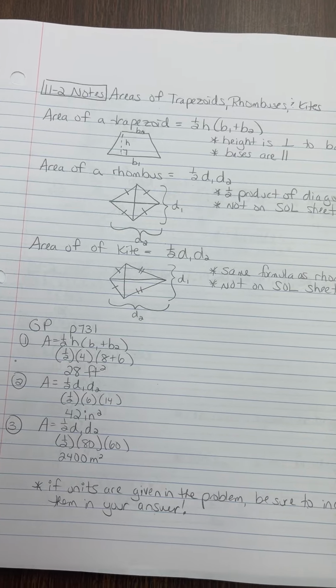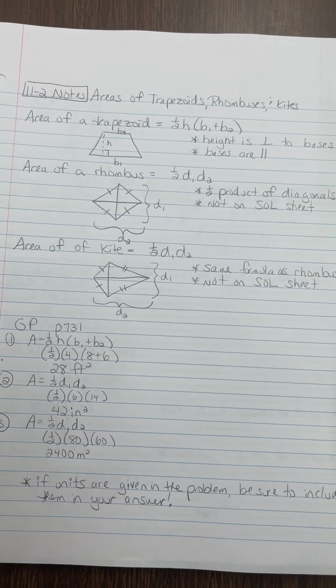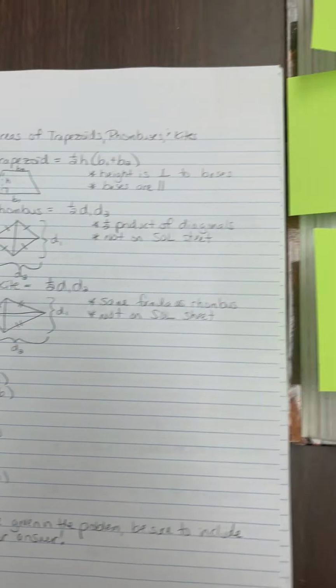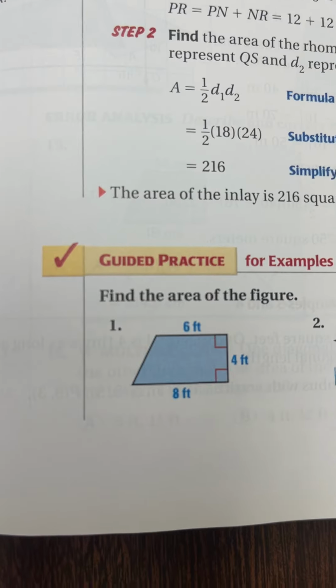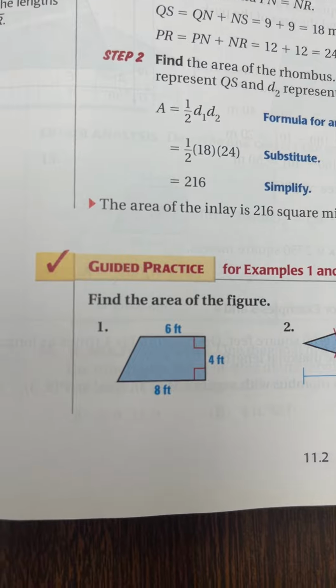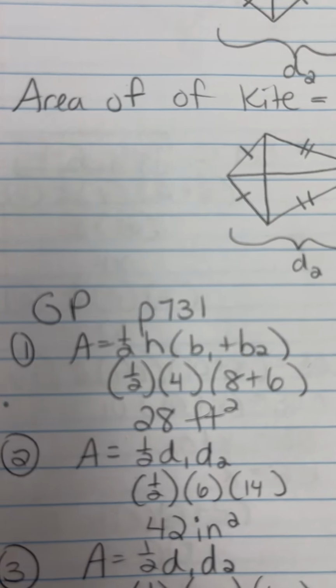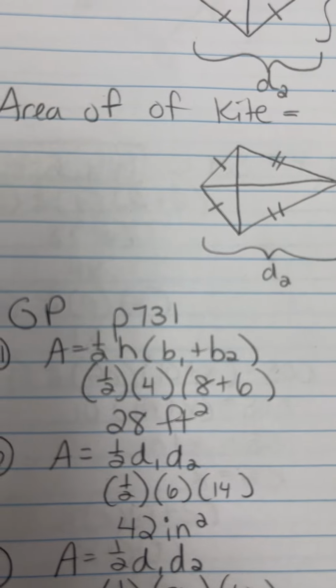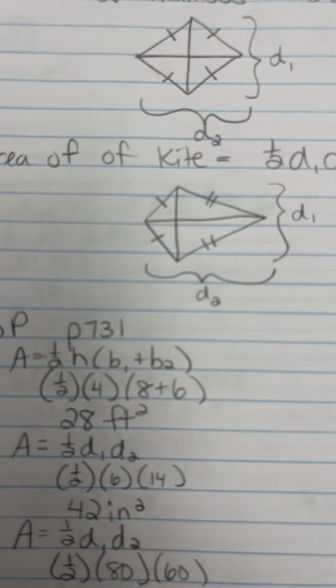Let's look at the guided practice on page 731. So I did all 3 of these for you. If you take a look at the first one, it says find the area of the figure. So 8 and 6 are my bases and 4 is my height. So when I did that problem, I plugged it into my formula. Pretty straightforward. I got 28 square feet.